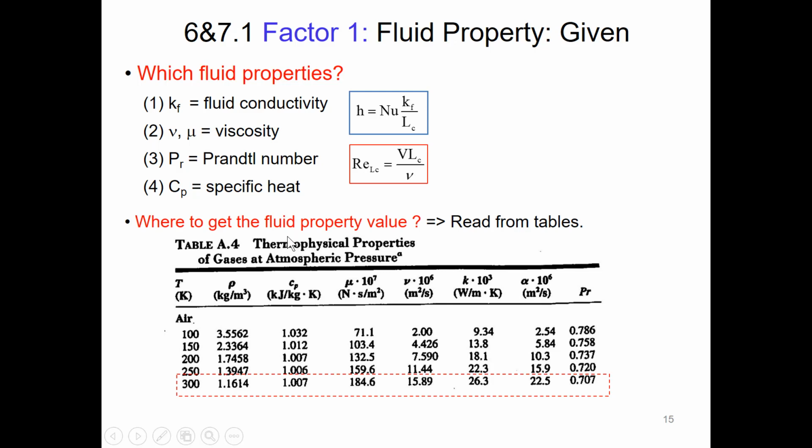Where to get the fluid property values? You can read from the tables. For example, table 8.4 provides the property values for air. If you know the fluid reference temperature, you can read those property values. In this course, the fluid property values are given.